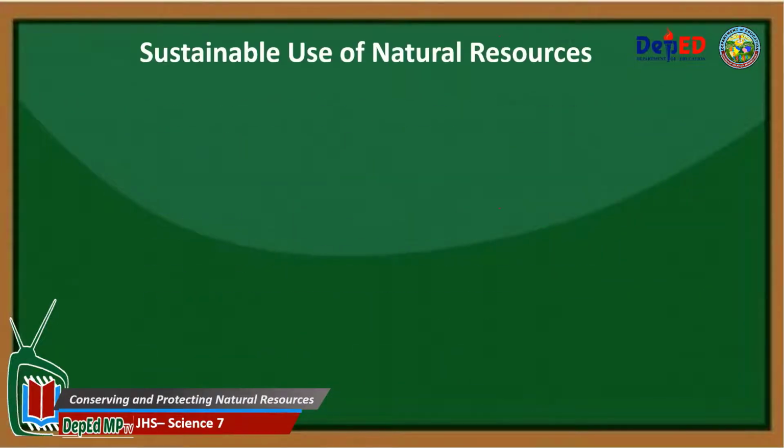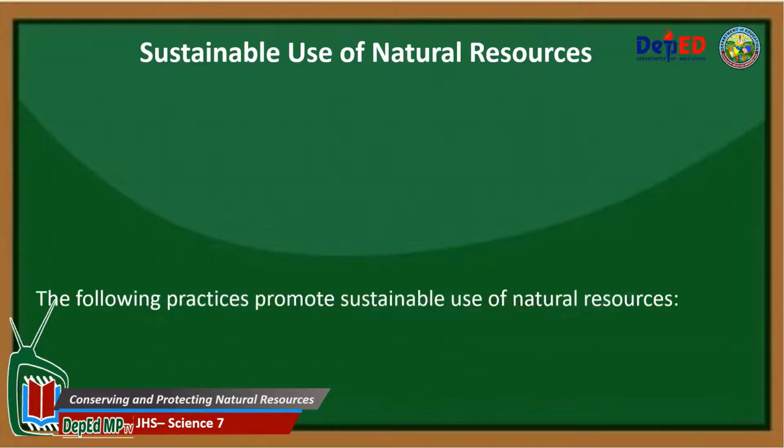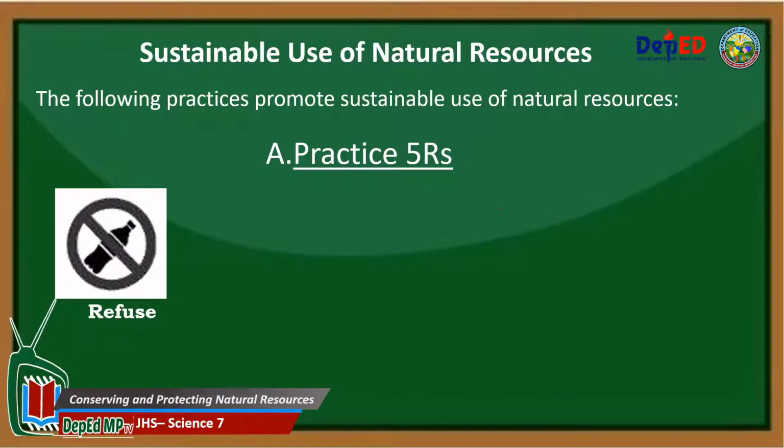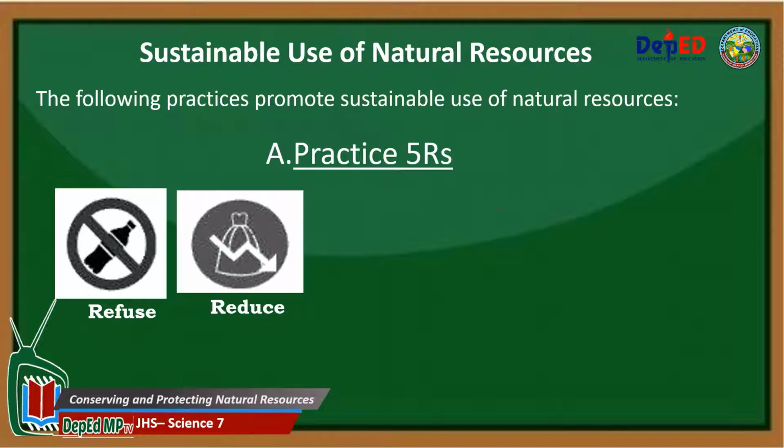The following practices promote sustainable use of natural resources. A. Practice 5 R's. First, refuse. Say no to single-use plastic such as straws. Whenever you order a drink, make it a habit to politely say, "No straw, please." Next, reduce. Reduce the amount of general waste you create. Instead of buying bottled water, use your reusable water container or bottle.